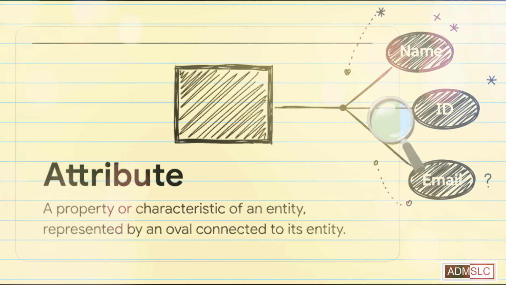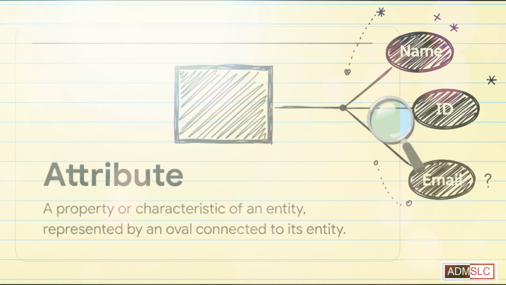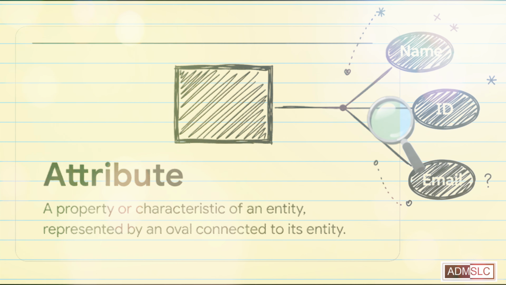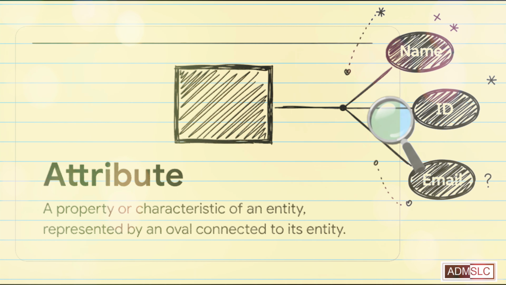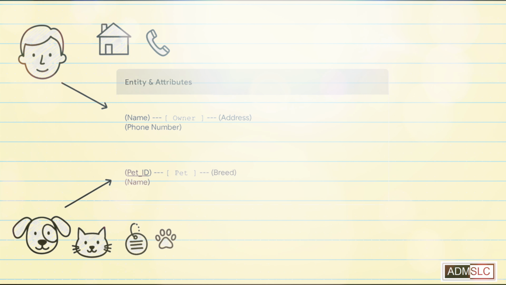These adjectives are officially called attributes. Think of them as the properties or characteristics of our entities, the specific pieces of info we want to track. And in our diagram, we draw them as little ovals connected to their entity rectangle. So for our vet's office, what do we need to know about an owner?